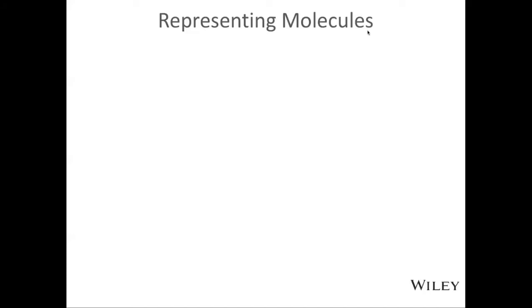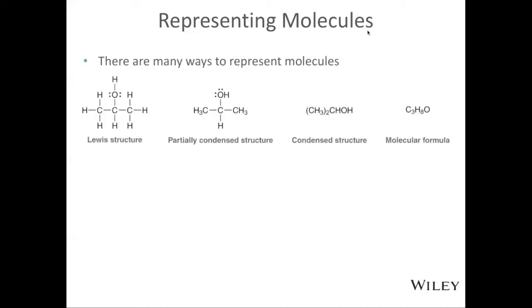So welcome to the video on how to represent molecules, or how to draw molecules on a two-dimensional surface. There are many different ways that we can do this. The first and kind of most basic is the Lewis dot structure. This is something we talked about in last chapter. So the Lewis dot structure is the very basic, complete representation of an organic molecule on paper.